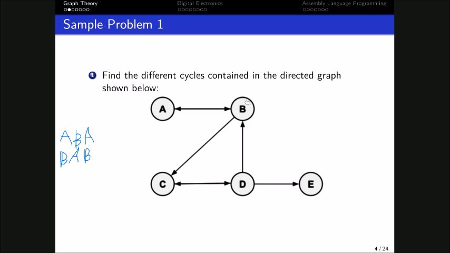So what we can do, that's another cycle right there. B, C, D, B, okay? And that is the only other cycle if we were to start at B.